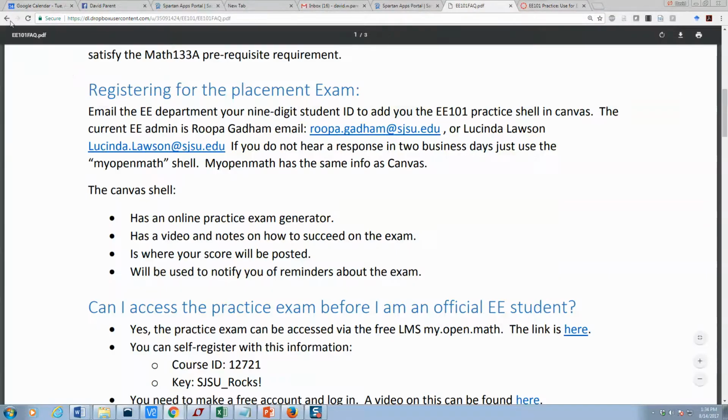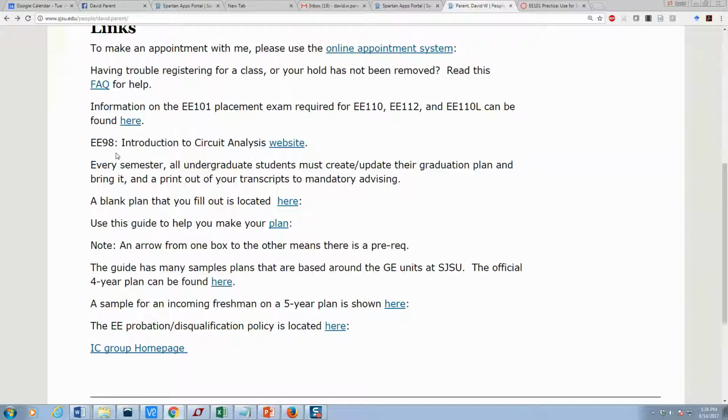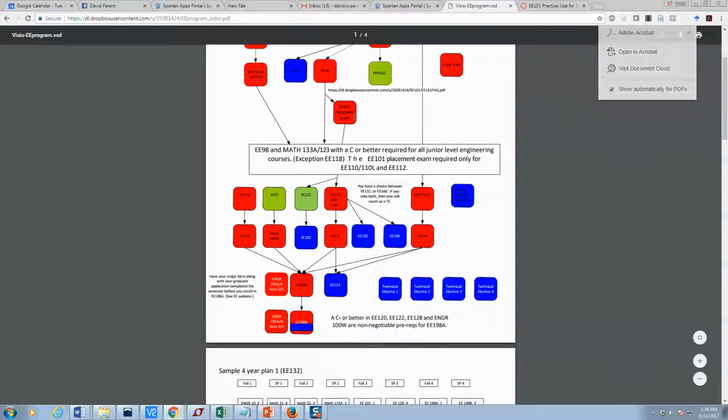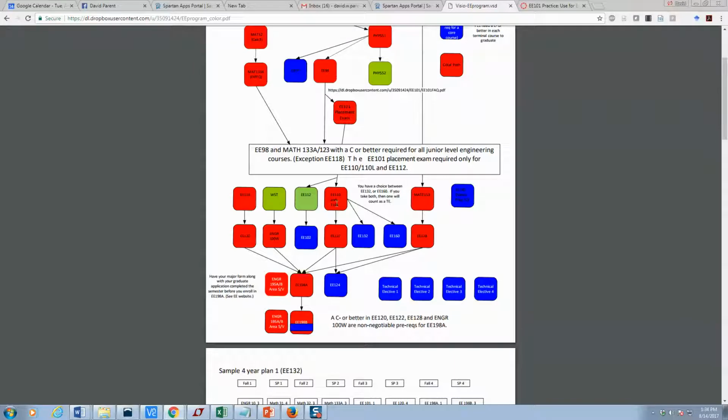So just to go back, you need to pass the 101 placement exam after getting at least a C or better in differential equations, or differential equations and linear algebra combined, and EE 98. Then you can take 112, 110, and 110 lab. You don't need to pass the exam to take MATH 153 or EE 118.